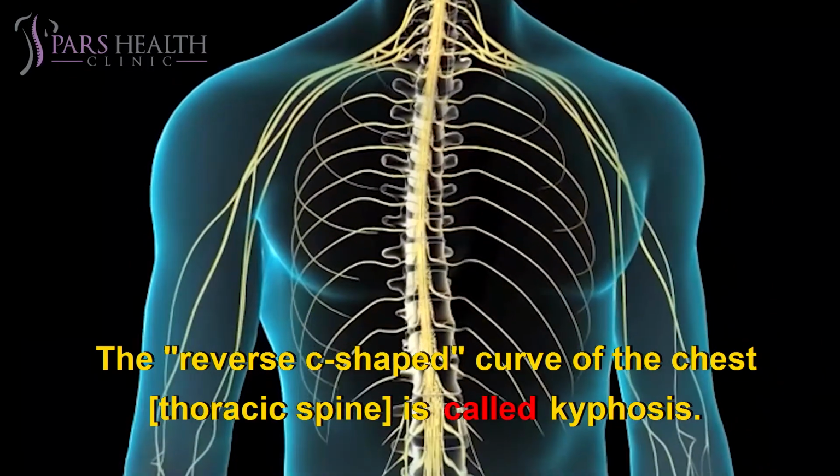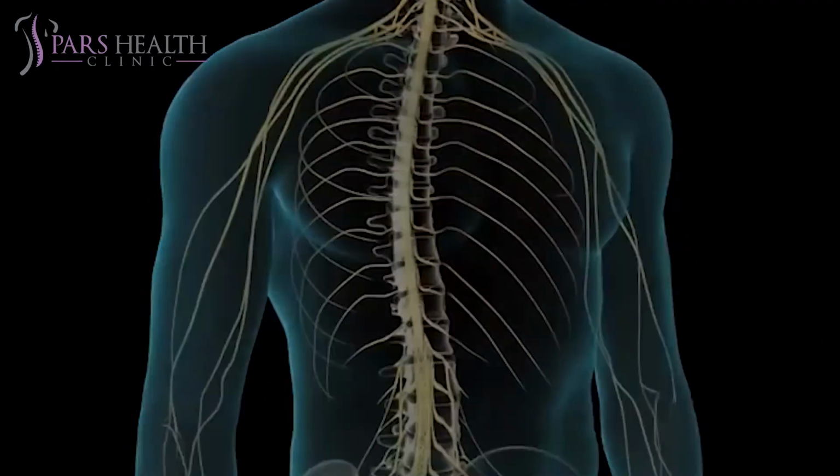Curve of the chest, thoracic spine, is called kyphosis. Parts of the spine.